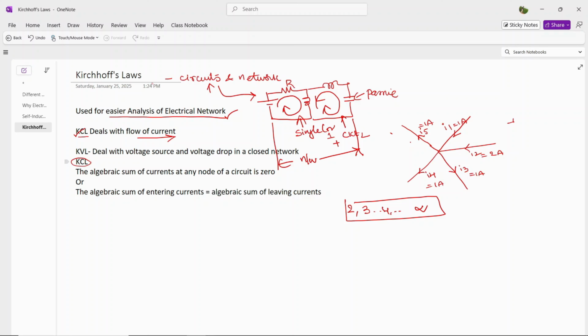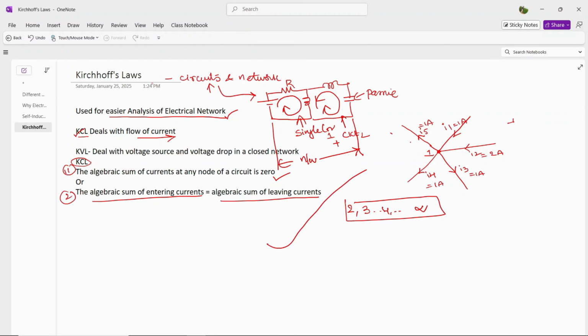Kirchhoff's current law states that the algebraic sum of currents at a node is 0. This is the first statement. The second statement is that the algebraic sum of entering currents to a node is equal to the algebraic sum of leaving currents at a node. Let's analyze this definition. I'm considering a node, this is node 1. Here the current I1 is entering, current I2 is entering. The leaving currents are I3, I4, I5.